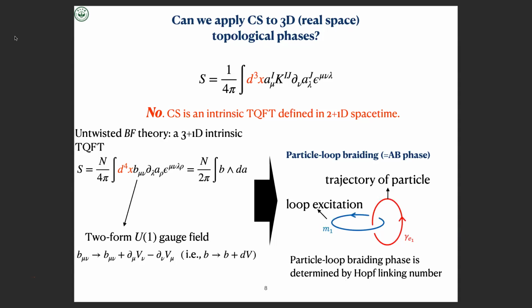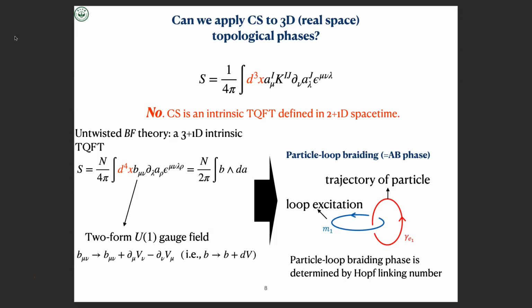So here is the BF theory, and based on this BF theory, we can compute this particle-loop braiding, which is nothing but an edge phase. You can regard this, for example, when n equals 2, as some process in a superconductor. So you can have an electron move around some pi flux.